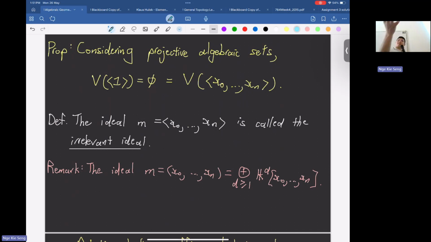So this is slightly different from the R5 case already. In the R5 case, the ideal that gives you the empty set is what? The whole thing. But here we've got an irrelevant ideal, which is not the whole space. So the remark here is that it consists of all the pieces of degree D greater than or equal to 1. This ideal makes up a proper subset of your polynomial ring. You just cannot make the constants.